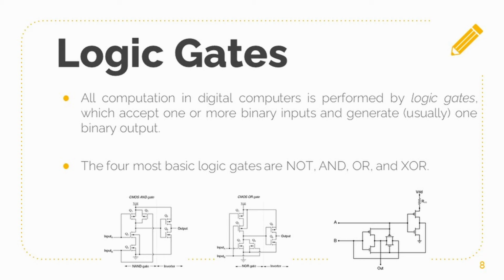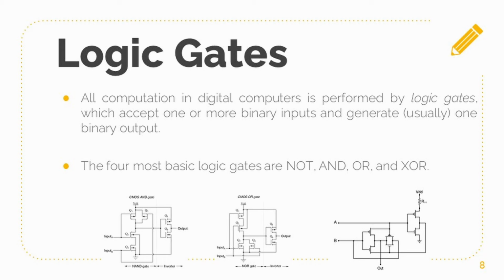3. XOR gate. The XOR, exclusive OR, gate accepts two inputs and produces a 1 output if exactly one of its inputs is 1. If both inputs are the same, either both 0 or both 1, it produces a 0 output. These basic logic gates can be combined in various ways to perform more complex logical and arithmetic operations.